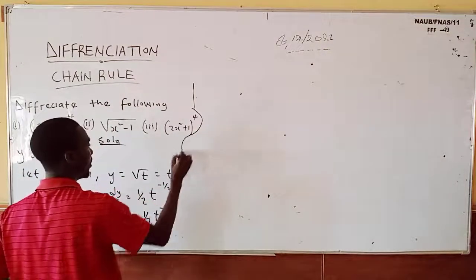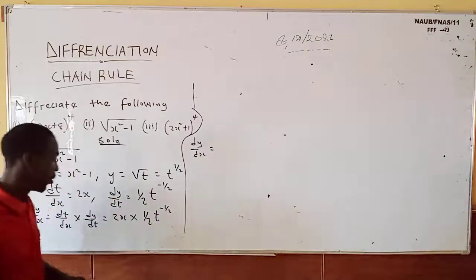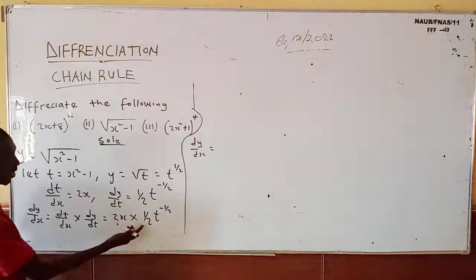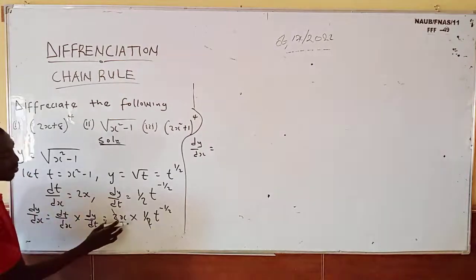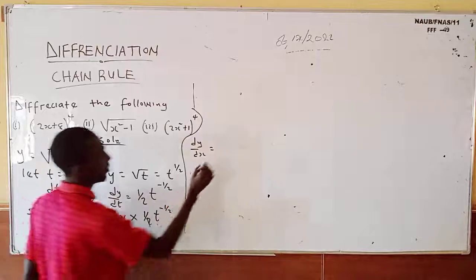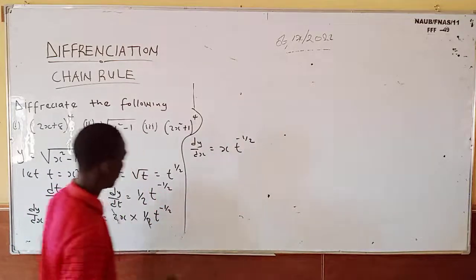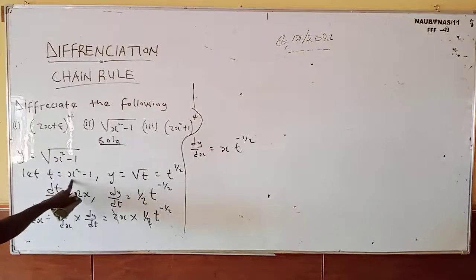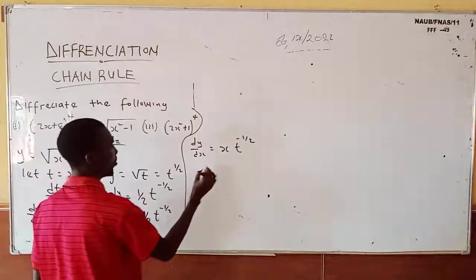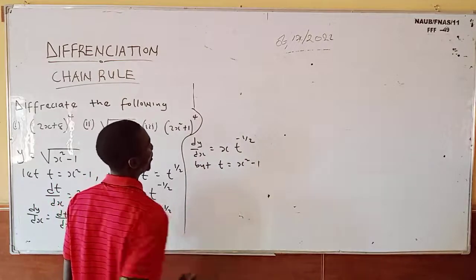So the next thing is dy/ds will be equal to, now you can see this, half times 2s. This one will cancel out this. Then we are going to be left with s t to the power of minus 1 over 2. Do you get that? But your t is equal to what? s squared minus 1.